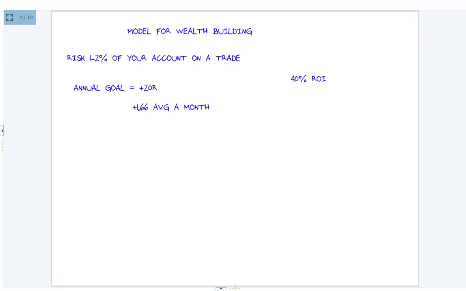That's a 40% ROI. That's 4 times the average market return. 1.66 hours a month, 20 hours annually, 1 to 2% risk of your account, you're going to make 40%. Right? If you risk 1% of your account on a trade, that's 20% ROI. That's still damn good. So that's the model.